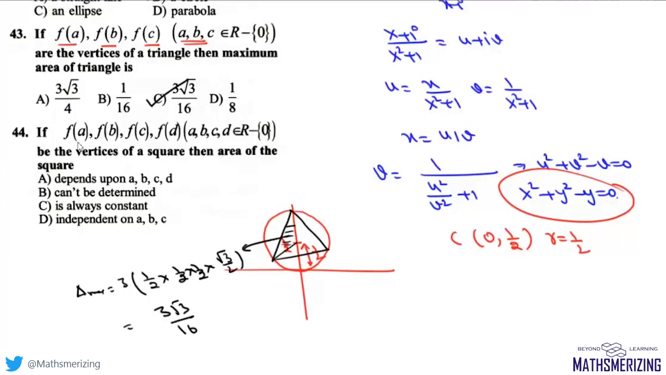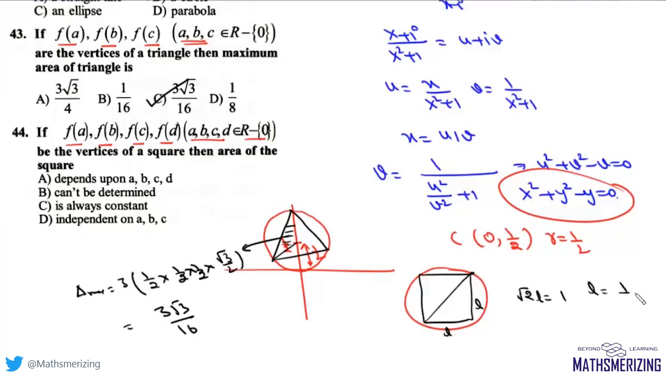And question number 44 is, if f(a), f(b), f(c) and f(d) where a, b, c, d are in R minus 0 are vertices of a square, then we need to find the area of this square. Now again, since a, b, c, d are real, this square will lie inside this circle. So we have this circle and then we have a square which is inscribed in this circle. Now let the length be L. So we know that root 2 L must be equal to the length of the diameter, which is 1. So the value of L is 1 by root 2. Then the area of the square will be simply L square, which will be 1 by 2.